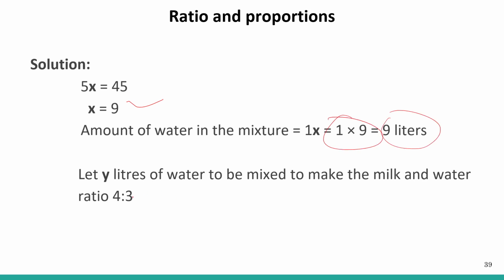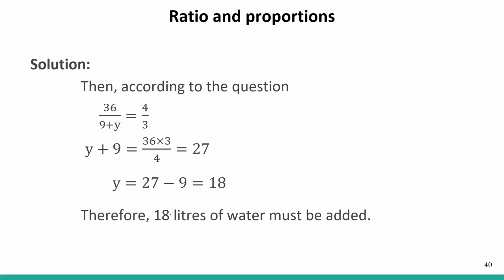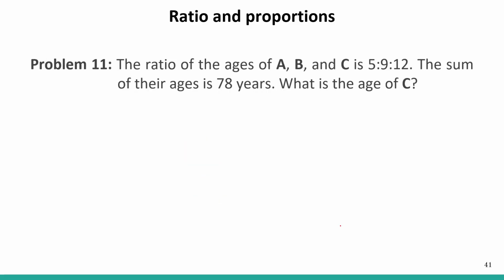So here let y liters of water be added to make the milk and water ratio 4:3. According to the question, 36 by (9 plus y) is equal to 4 by 3. So y plus 9 is equal to 36 into 3 by 4, that is 27. So y is equal to 27 minus 9, which is 18. So 18 liters of water must be added.